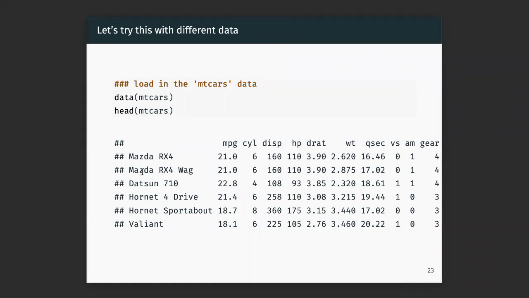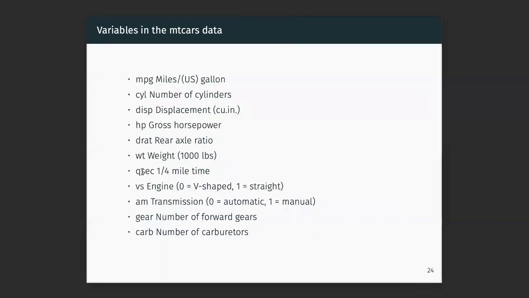Then we'll look at the head of it. This is just built into R. You don't need to do anything else. This data is on about 30 cars from the 1970s on a bunch of different characteristics of the car, right? So we have these variables.